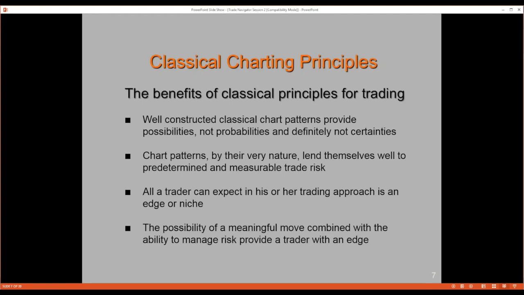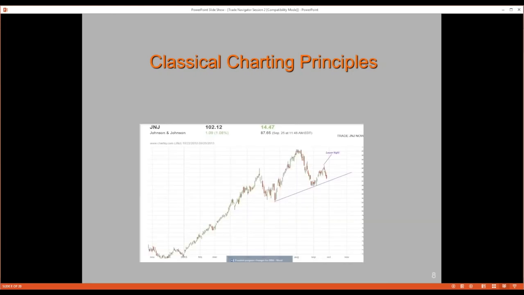That's really, in my opinion, the real value of charting principles: we find the possibility of moves and we combine that with the ability to do real engineered and aggressive risk management. And that, for me, is where charts pay off.